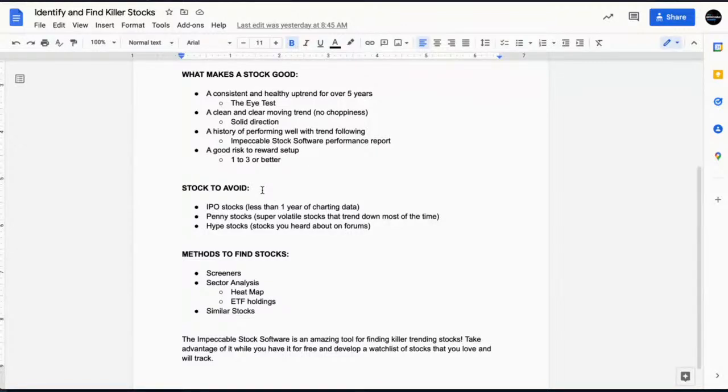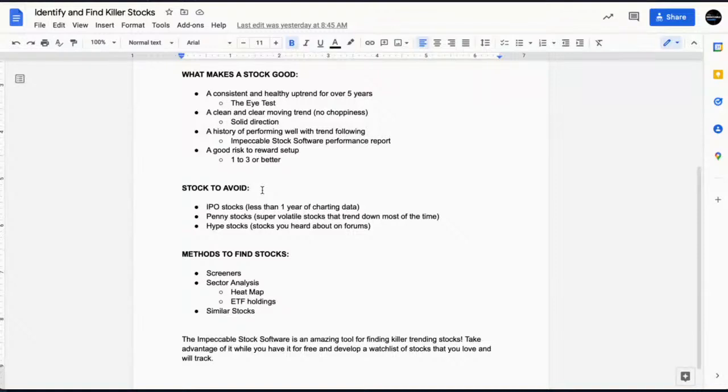In general, you want to avoid IPO stocks that have less than a year of charting data. Why is this? Because as swing traders, as trend followers, all we can do is put all the odds in our favor. And in order to do that, we need to know: how does a stock trend? What previous levels does it have? How does it perform in certain markets? We need all that historical data to make an educated trading decision and an investment decision.